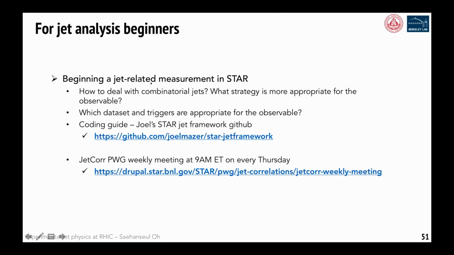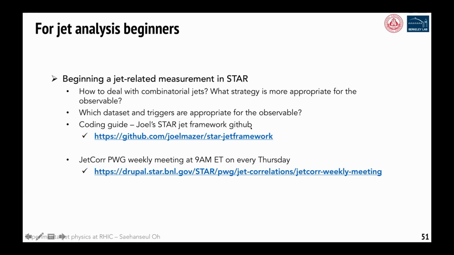Also, for jets, we are using a certain jet reconstruction framework, so it may not be easy to get in, or it may not be easy to develop from scratch. And there's a coding guide. I want to shout out to Joel for making this. Joel's STAR Jet Framework GitHub is available.